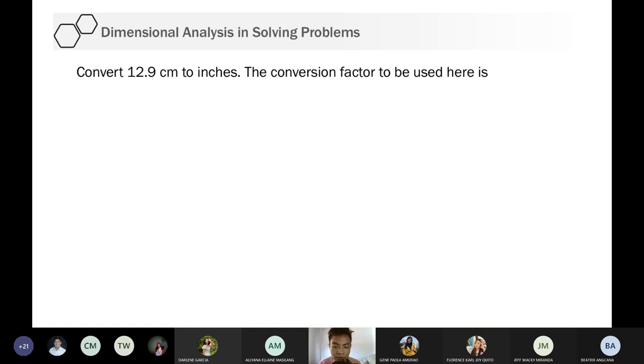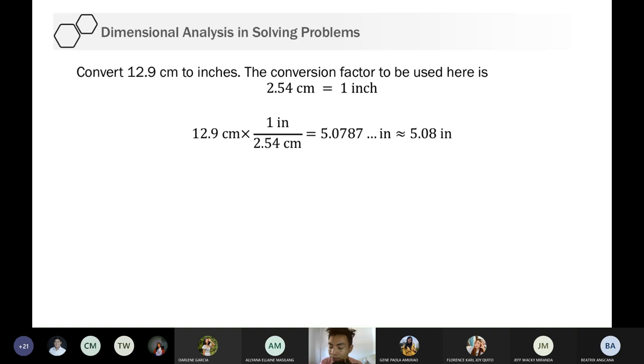So for example, we have this one, convert 12.9 cm to inches. The conversion factor given earlier is 2.54 cm equals 1 inch. So in order for me to convert this, my given is 12.9 cm, okay? Then I have to rewrite this conversion factor into a fraction in which my cm is placed below the vinculum or the fraction bar, okay? What's the purpose? For the units to cancel out. Okay, so they will cancel out, ayan ang nangyari, and then your final unit will be retained.